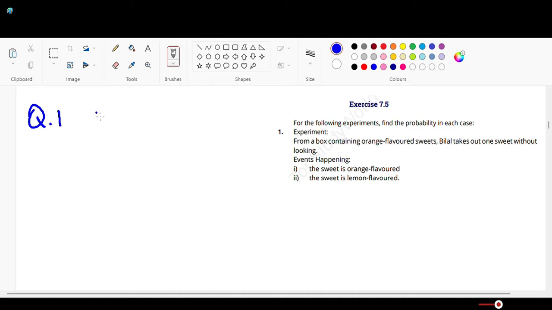Okay, so first let's identify the sample space, which is the set of all the possible outcomes. It's a box of orange flavored sweets. It doesn't matter how many. It could be 1, it could be 10, it could be 100. I'm just going to suppose that it has 10 orange flavored sweets, so let's say O1, O2, O3, all the way to O10 are within the box.